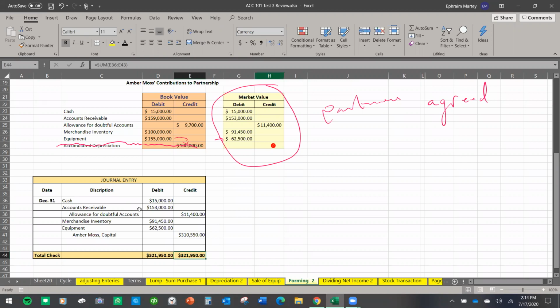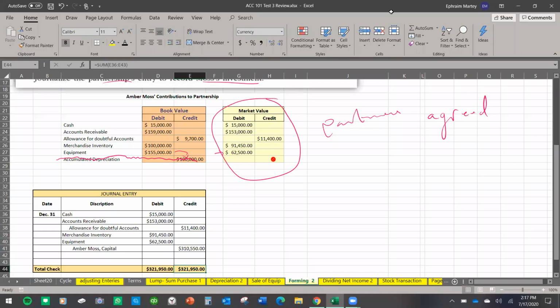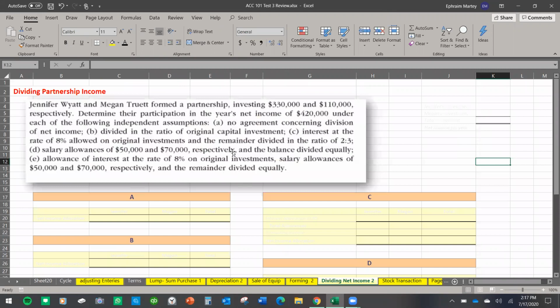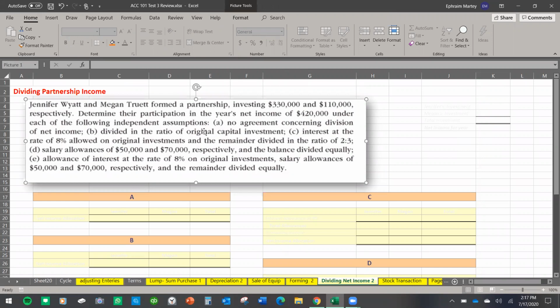Okay, every business activity brings income or loss. So in case of a partnership, the income or loss has to be shared among the partners. So in this exercise, we are going to work through how we would divide the net income or loss based on the agreement.